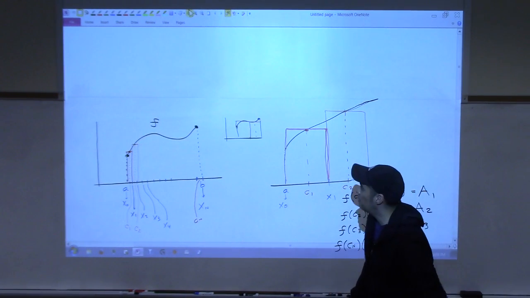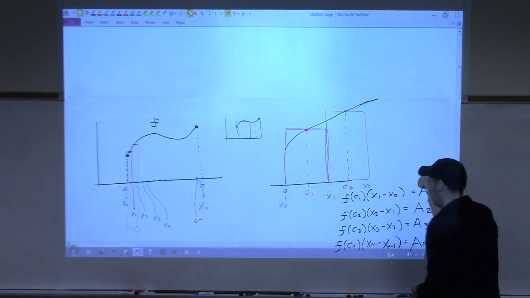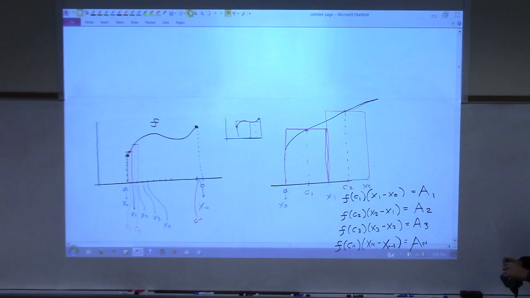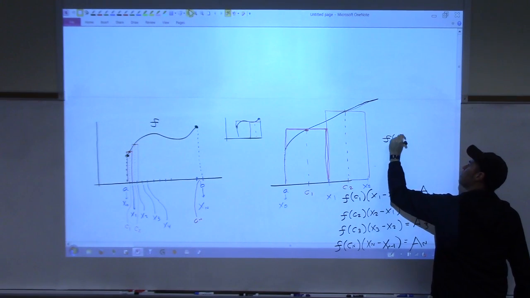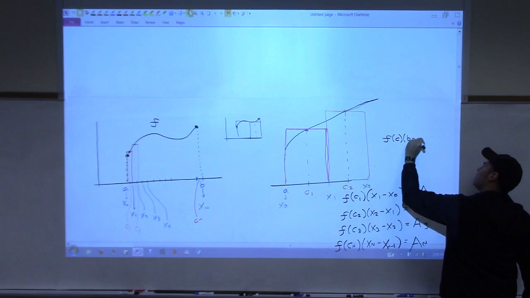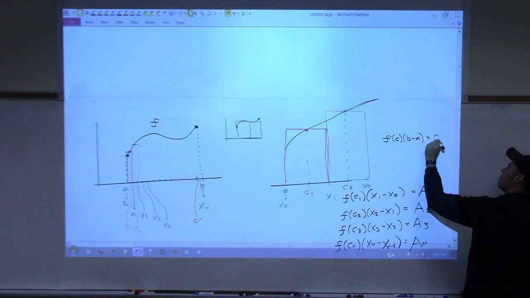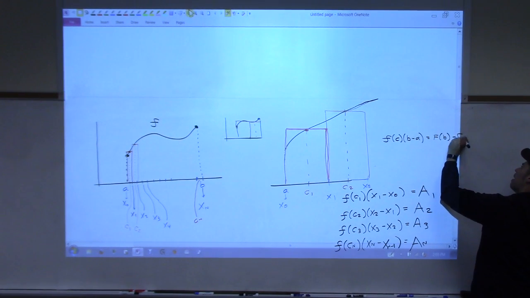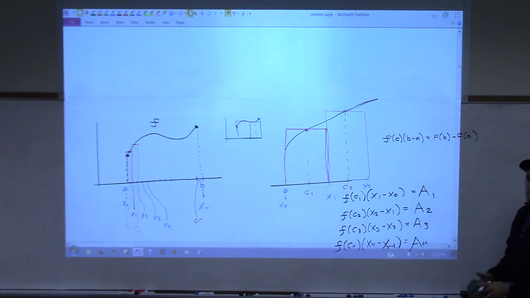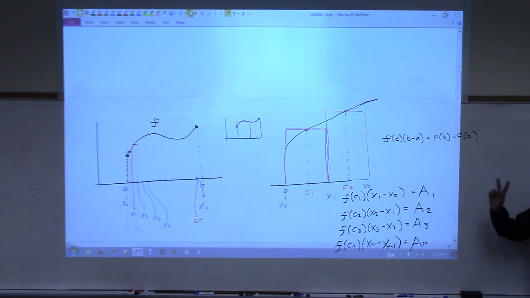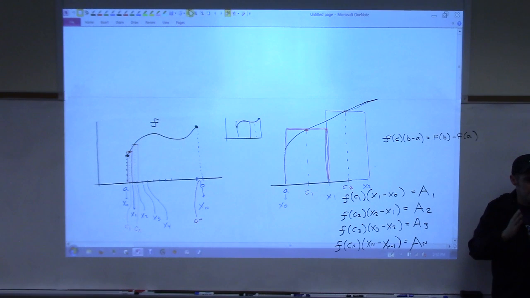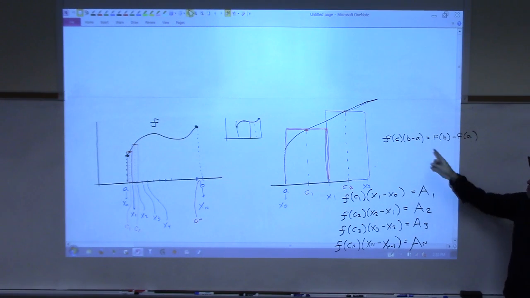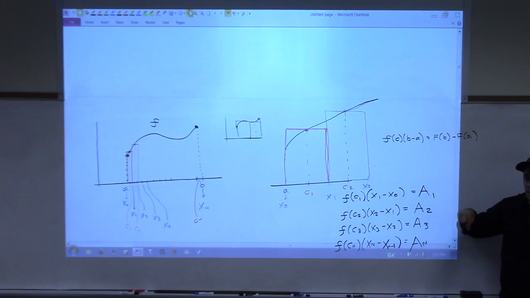So now here comes the grand finale. We're getting close to it. I erased something up here just a second ago. It said f of c times b minus a equals capital F of b minus capital F of a. That came from the mean value theorem, didn't it? And I told you to remember that a and b were the 2 endpoints of the interval, right? And I told you to remember that c was inside of there.